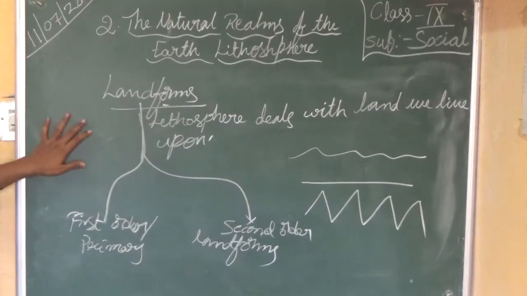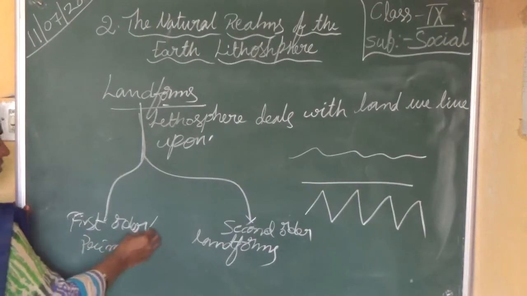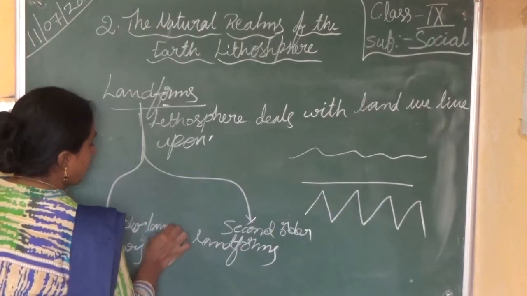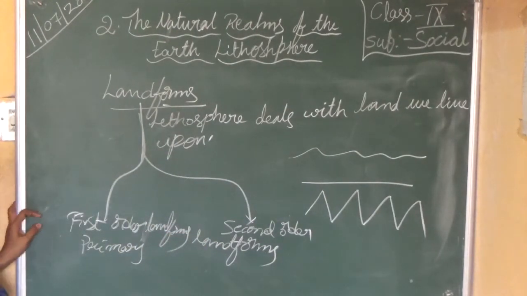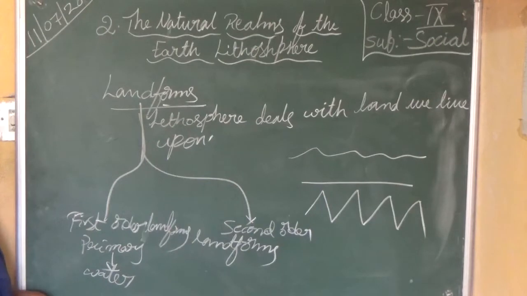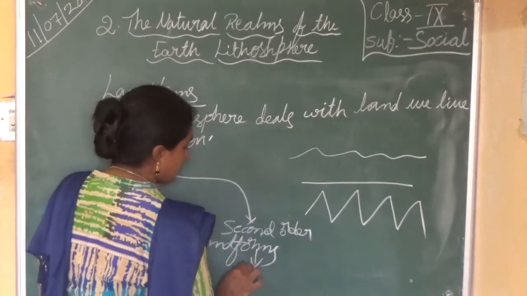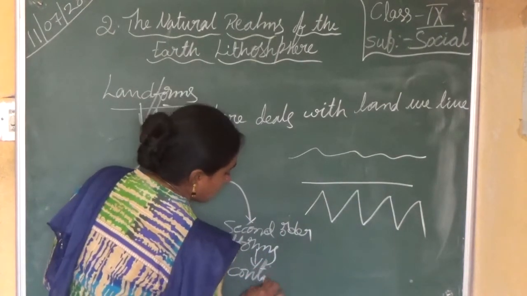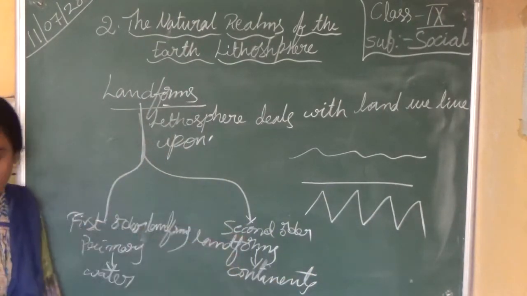In this, first order primary landforms means these are covered with the water. Means what? Oceans, seas, lakes, all these come in the first order landforms. And the second order landform is continents.